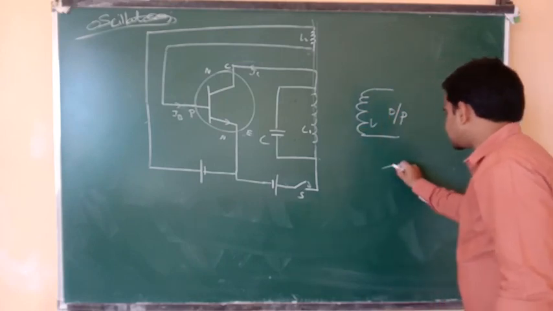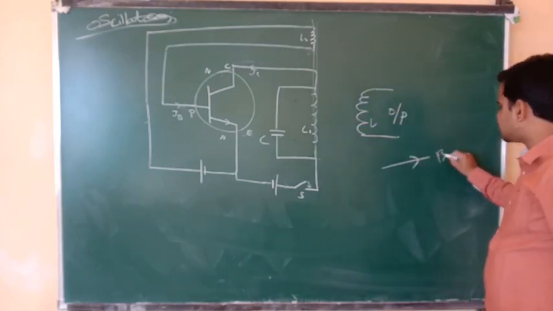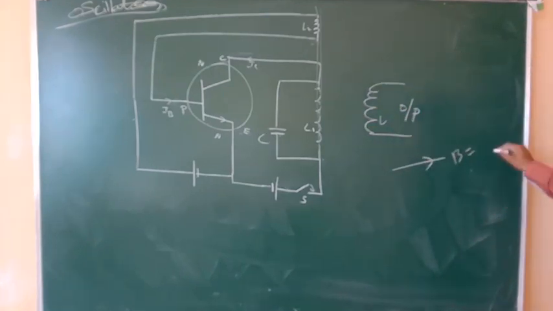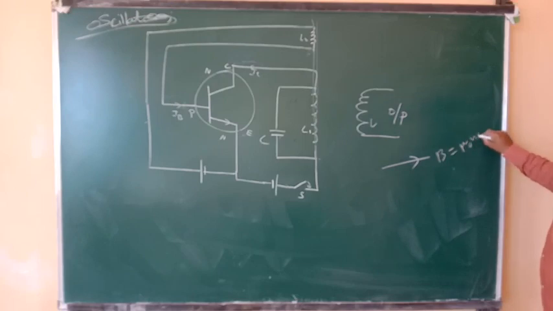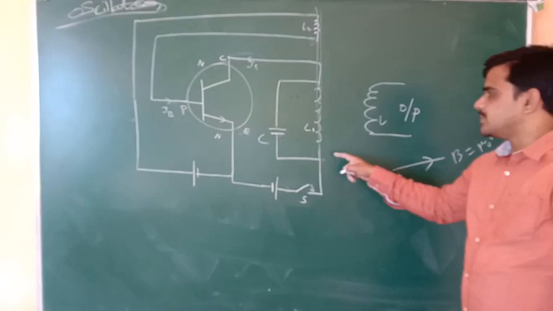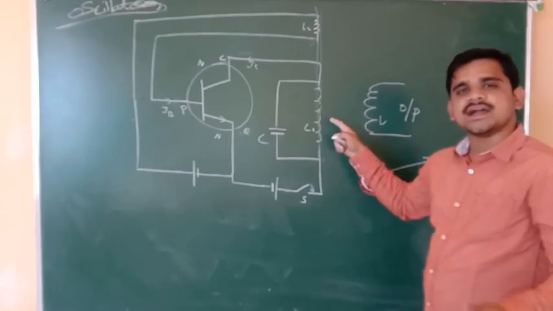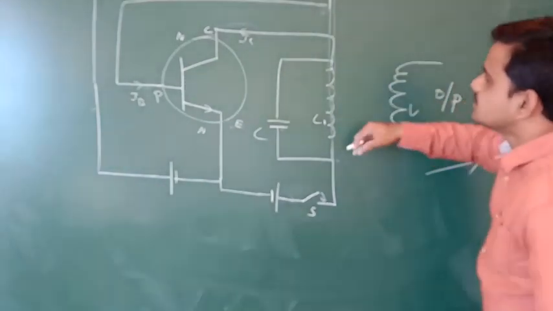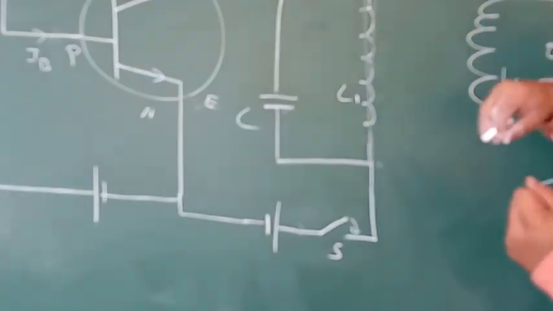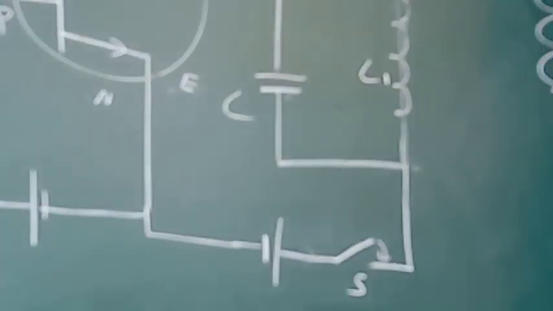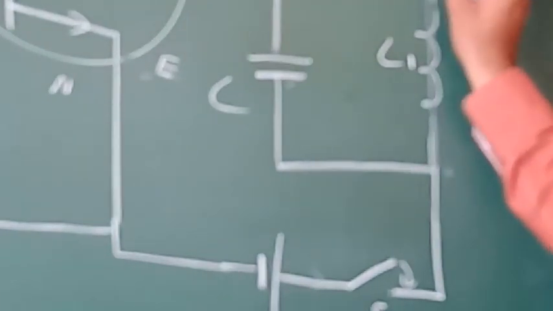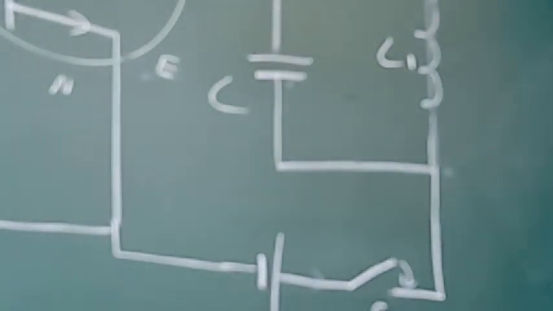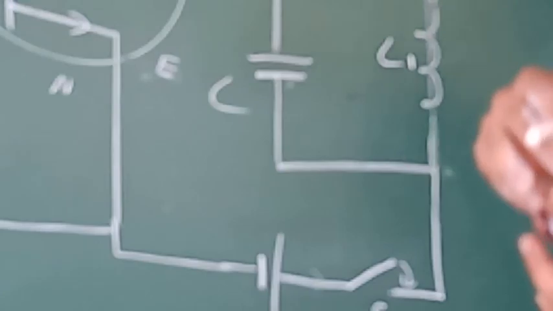When a current flows in a conductor, a magnetic field is produced. What is the magnetic field in a solenoid? Mu naught N i, correct? So a magnetic field is produced. That magnetic field passes through this coil of area A, and these two are mutually connected. You can connect here also, no problem. The flux passing through this passes through the mutually connected coil.